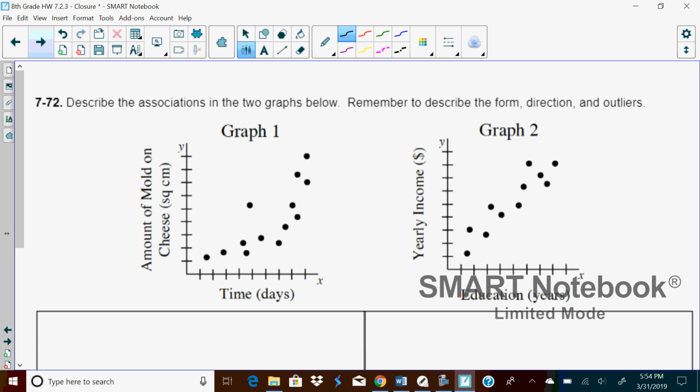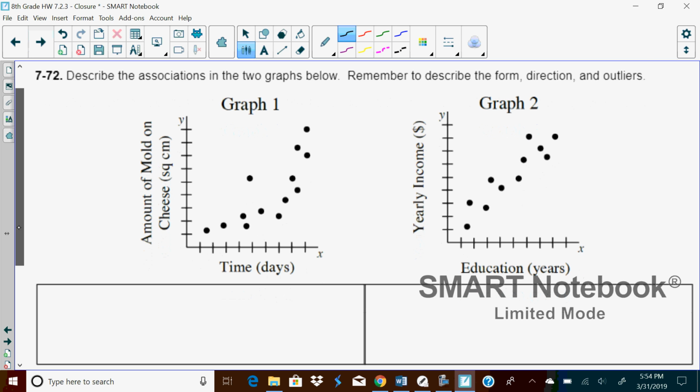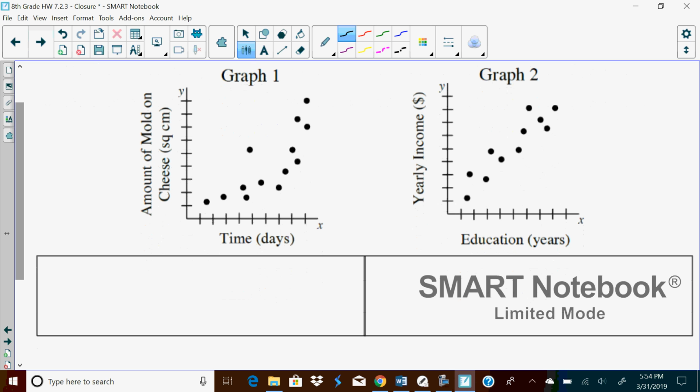For 772, describe the association in the two graphs. Remember, describe the form, the direction, and the outliers. So the form, remember, is if it's linear or nonlinear. Direction is if it's positive or negative, and outliers is does it have any outliers. So the first one has a nonlinear positive association with one outlier.